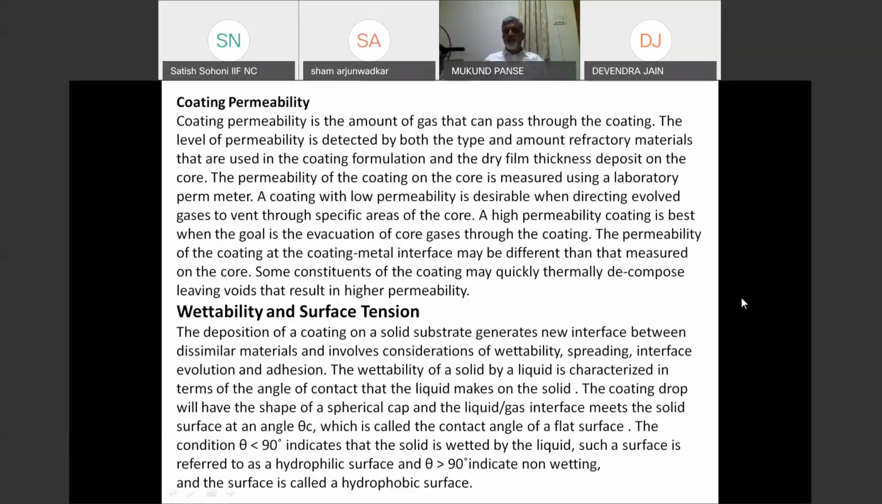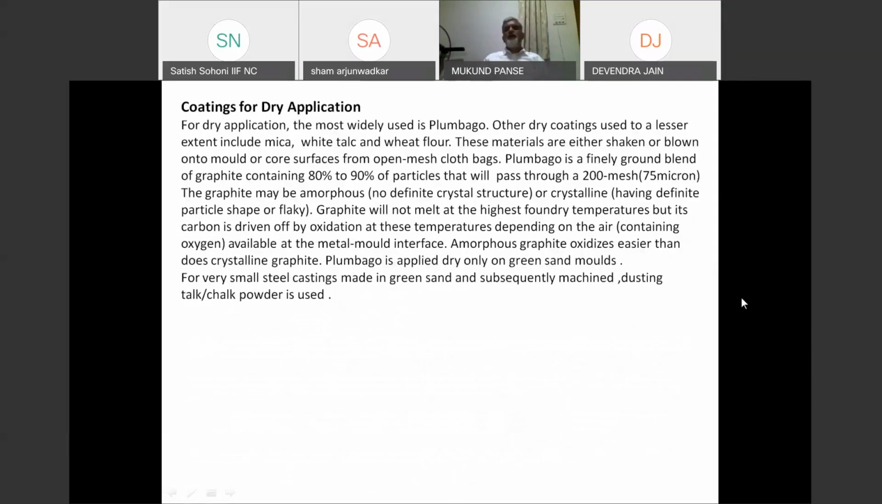Wettability and surface tension. As we discussed earlier, comparing a steel ball, oil drop or water drop, the wettability of the coating should be as high and as good as possible, so that it spreads very fast and you can give a uniform coating to the mold and core very easily. Dry coatings are normally not applied in steel casting, but for very small castings you can use them.